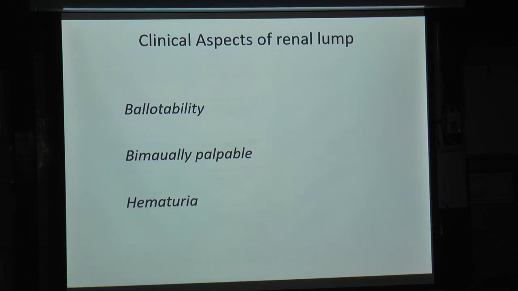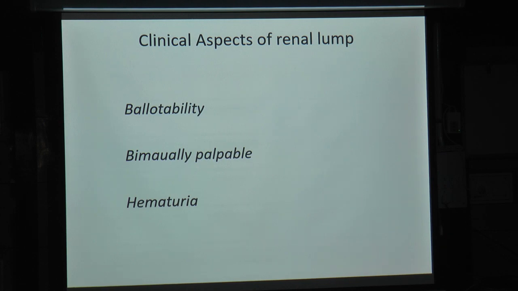And you can figure out, ballottement is for a lump which you can feel with a palpating hand on the top and you have to ping pong it from below. And the third is for lumps that are not bimanually palpable. In other words, they are not so big that you can feel them within the two hands of your palpating, two fingers of your palpating hands.